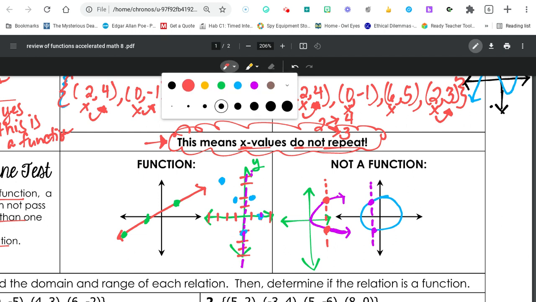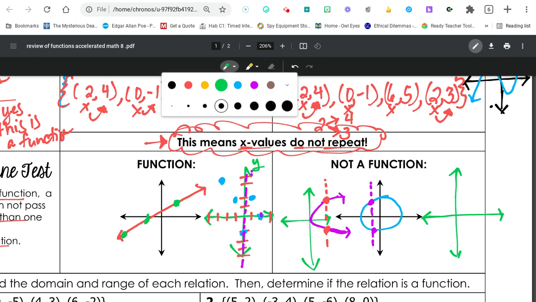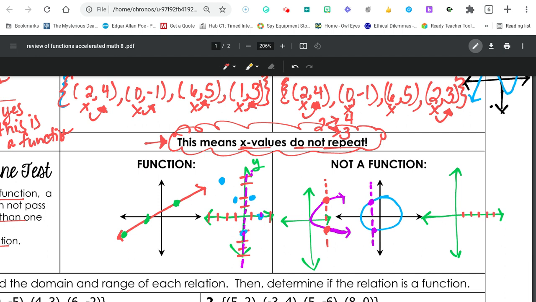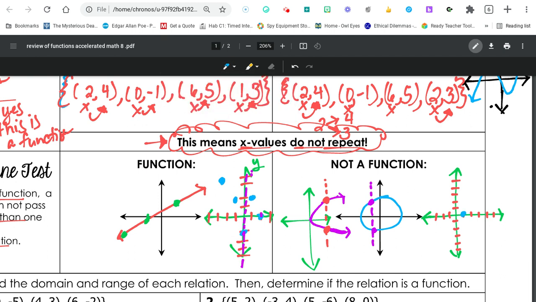Now let me do one that's discrete. Discrete meaning points or ordered pairs I can actually name, or scattered points, distinct points, okay? And I'll do them in blue again. I'm just going to put some points on the graph.